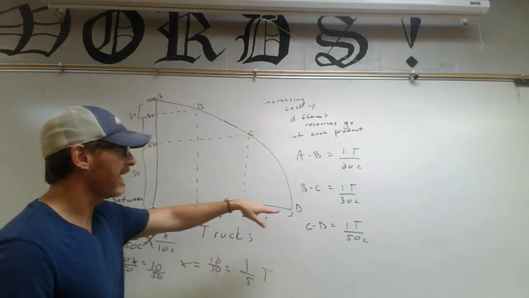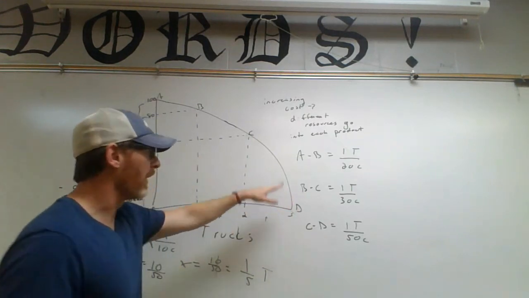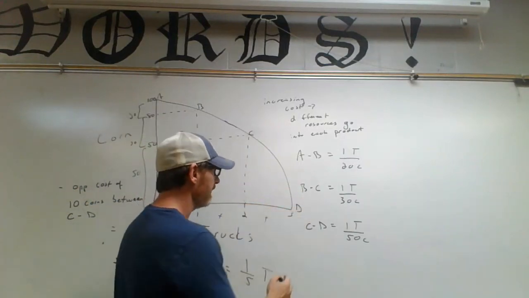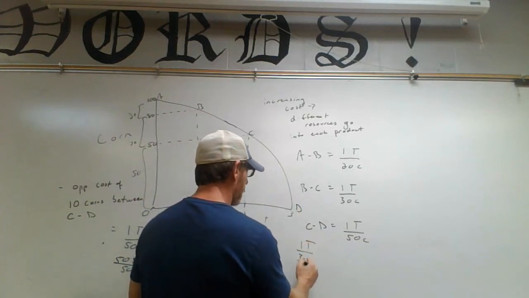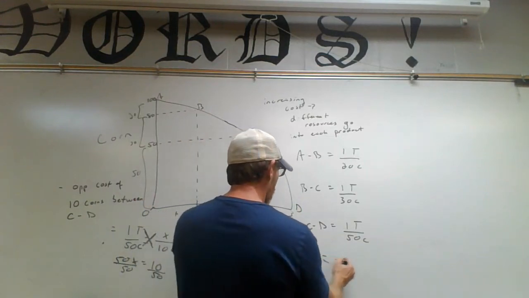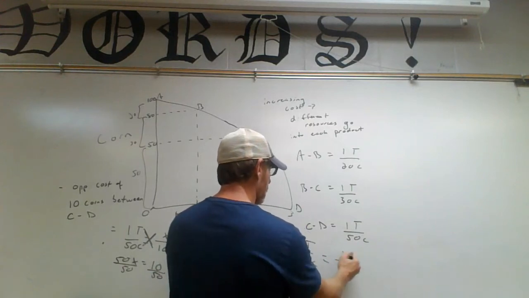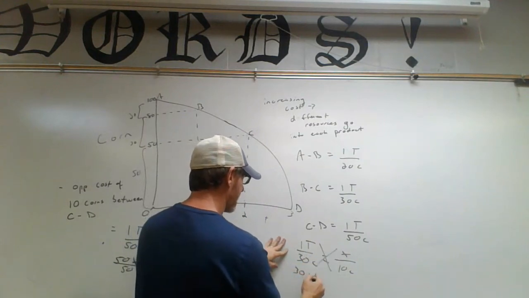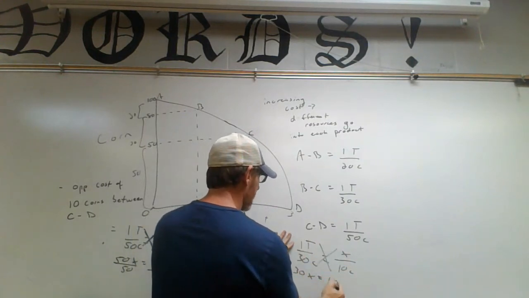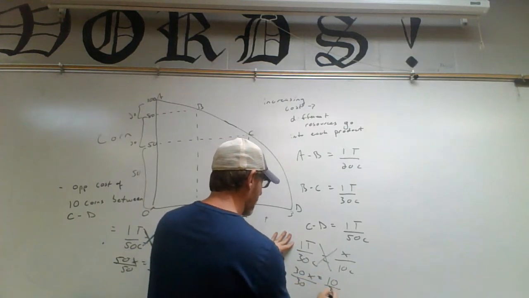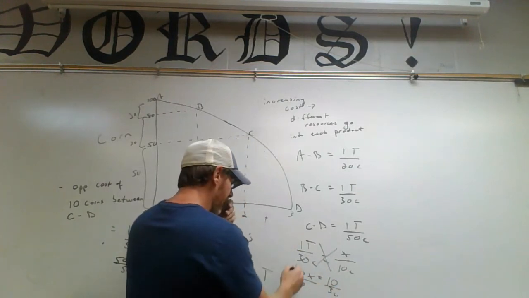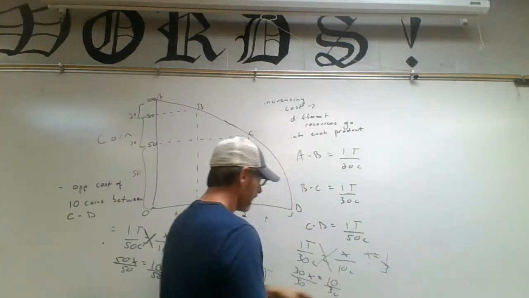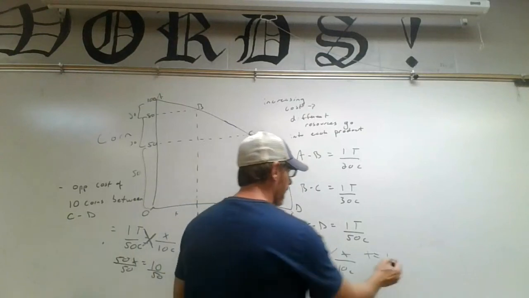And you can do the same thing between B and C. So we want to find the opportunity cost of 10 corns between B and C. One truck is worth 30 corns, and we want to know the opportunity cost of 10 corns. This would be x. So we just cross multiply and divide. 30 times x is 30x. 1 times 10 is 10. Divide both sides, in this case, by 30. Right? This crosses out, and then x would equal 10 over 30, which simplifies to 1/3 of a truck.